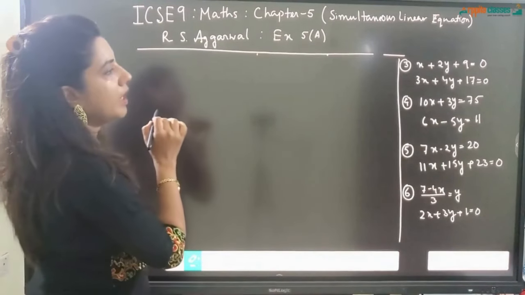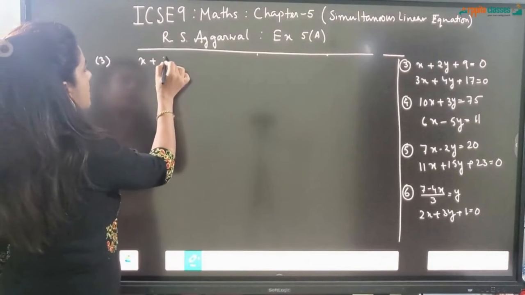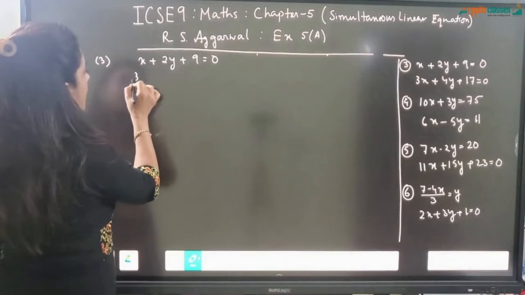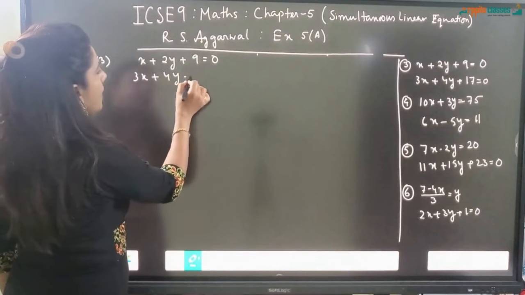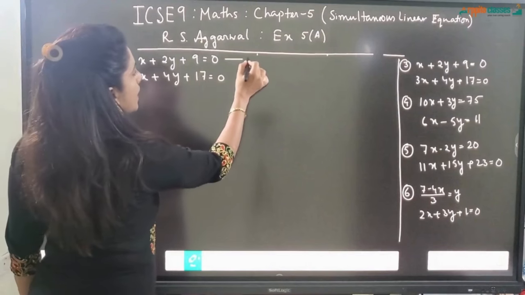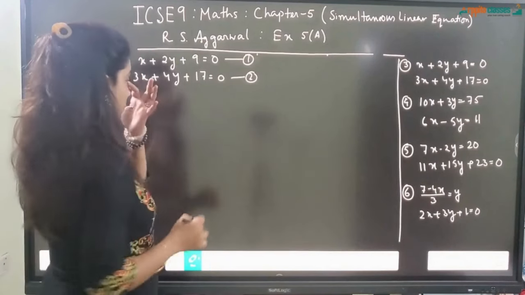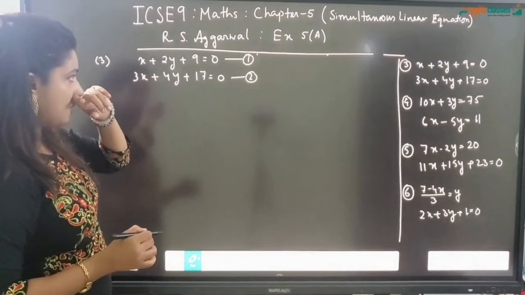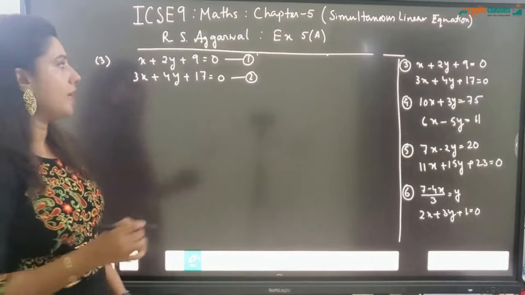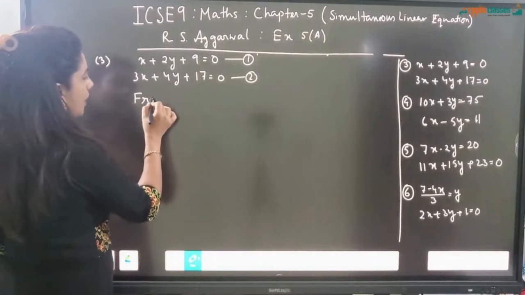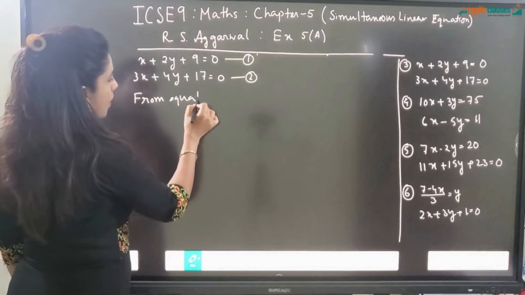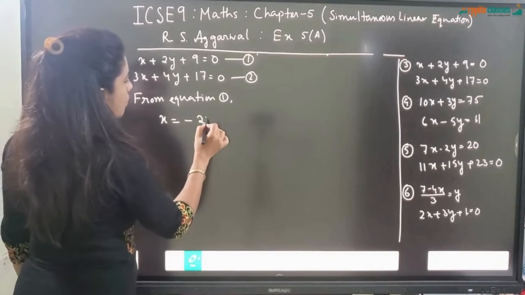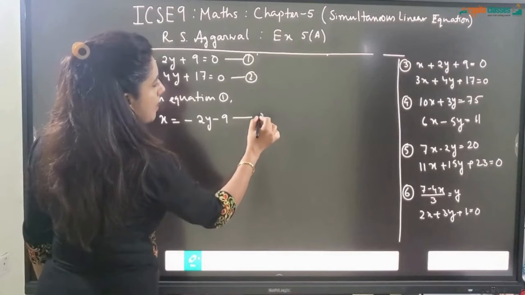Question number 3. x plus 2y plus 9 equal to 0, and the other one is 3x plus 4y plus 17 is equal to 0. This is equation number 1 and this is equation number 2. This sum also I am going to solve by substitution method. After seeing the two equations, I find the first equation is the smaller one. So from equation 1, x is equal to minus 2y minus 9, and this I name as equation number 3.